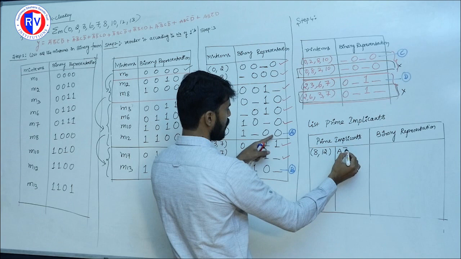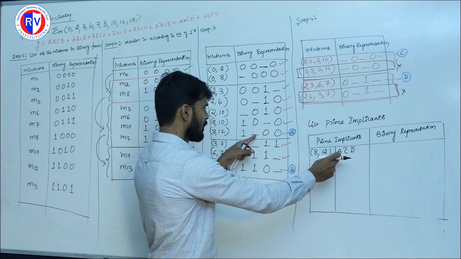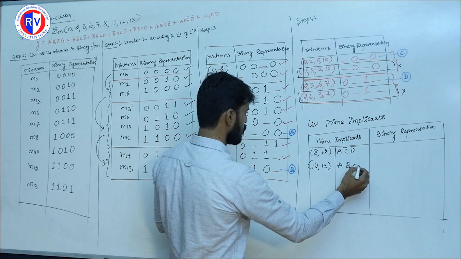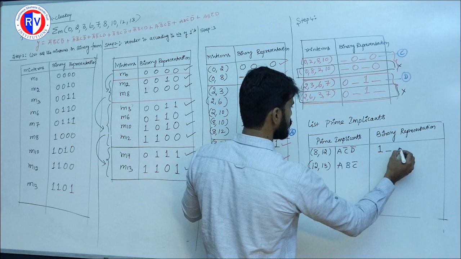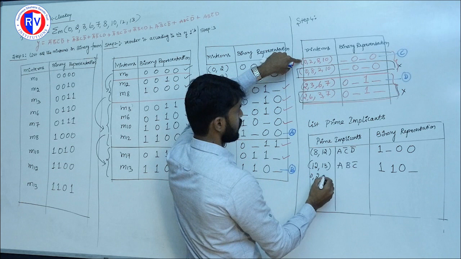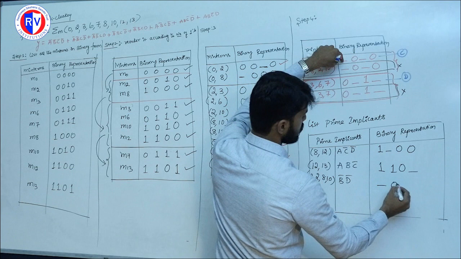See, this A is there, the first term I am noting down for the prime implicant. So this is 8, 12, this is A, B is not there, C bar and D bar. The next one is 12, 13, so this is A, B and C bar. And we need to write its equivalent binary representation also: 1-0, this is 1-0. And the next one is 0, 2, 8, 10, which is A is not there, B bar is there, C is not there, D bar is there. Its binary representation 0-0.